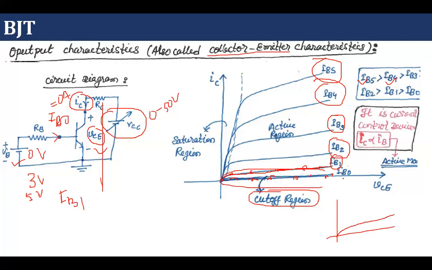This region is the cutoff region. Here voltage is very small and current is high, so we can easily assume the device is behaving as an on switch, and this region is known as the saturation region, and this region is known as the active region. So this output characteristic graph has three different regions: cutoff, saturation, and active. In the active region the device behaves as an amplifier, and if it is working in cutoff and saturation and changes its state from cutoff to saturation, then it is behaving as a switch.